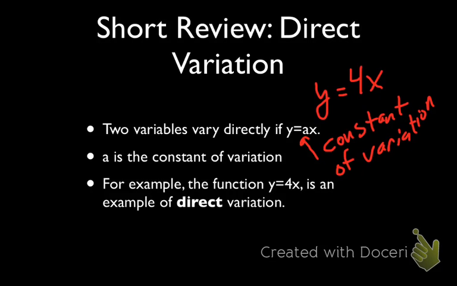All right, so far we learned direct variation last trimester, y equals a times x. In that equation, a is the constant of variation. For example, in the function y equals 4x, that is an example of direct variation. Any questions on direct variation?